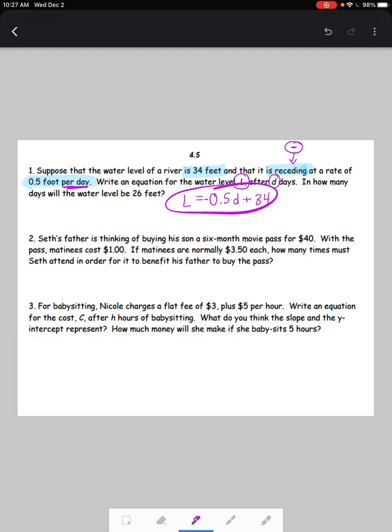And then now they want to know, when will the water level be 26 feet? So they're giving us an L. So we can take our equation, plug in 26 for L, and then just finish up with some solving. So I'll leave these algebra steps for you, and you're going to have to do the same thing for the next two equations. Let's get a y equals mx plus b form. They might have a different y or m or x or any of those terms, but again, it's your job to put it in that same format and then go through and solve whatever's asked.